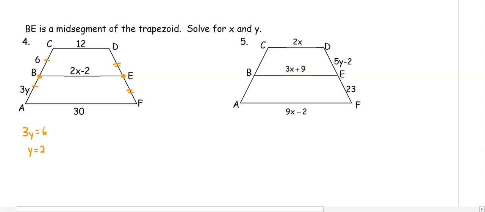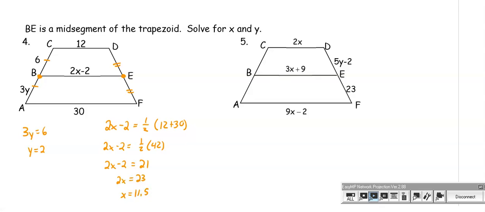To solve for x, we know that our midsegment, 2x minus 2, is equal to 1/2 the sum of the bases. So we get 2x minus 2 is equal to 1/2 of 42. 2x minus 2 is equal to 21. So we get 2x equals 23. When we divide by 2, we get that x is 11.5.